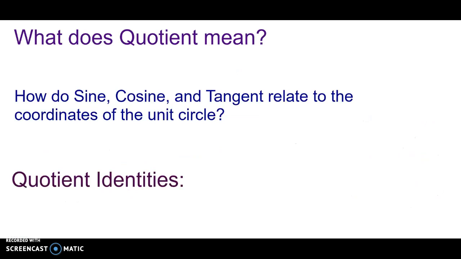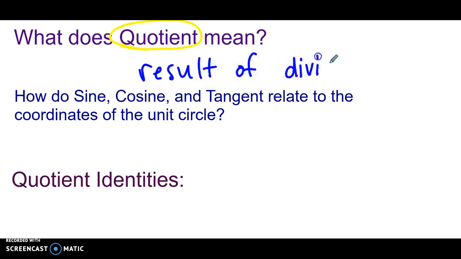What does the word quotient mean? Quotient, by the way, is the result of division. There's a lot of people in this world that don't know that, so now you do. Okay, next question. How do sine, cosine, and tangent relate to the coordinates of the unit circle? We already talked about this. Write down your answer.